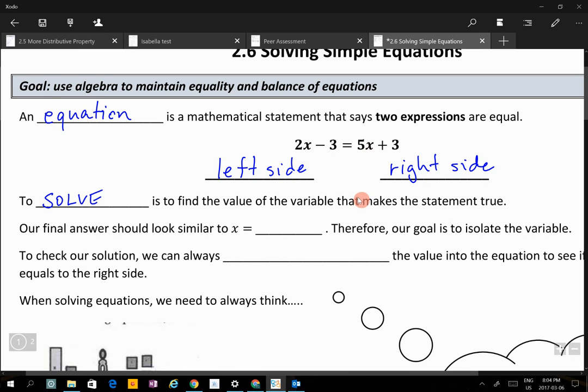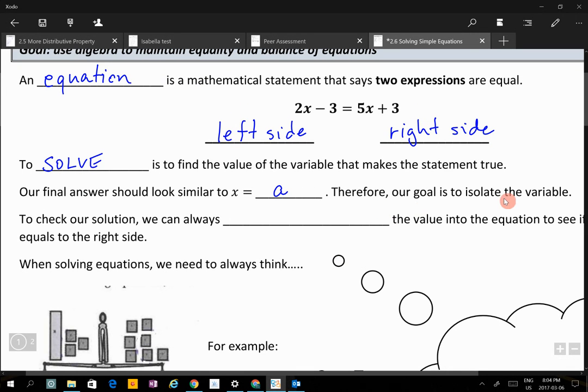Okay, so in this example, our final answer should look similar to something like x equals some number. Some number could be a 4, could be a 10. So the goal is to find that x value. What x value will make that left side equal the right side? Okay. So we're going to get to solving equations soon.